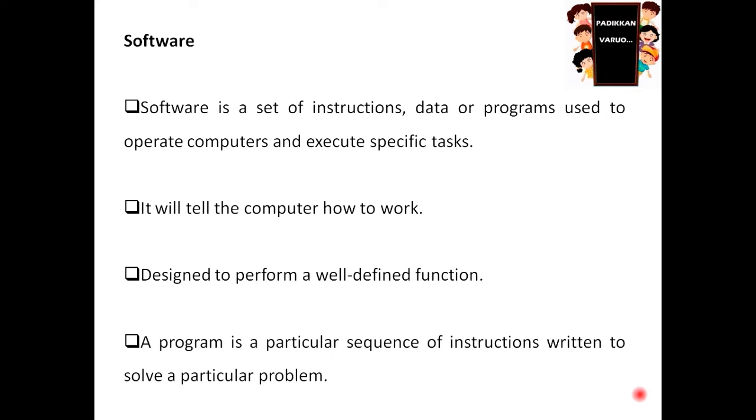A software is designed to perform a well-defined function. See, operating system is a system software which is related to various operations related to the system, like memory management, input-output management, scheduling, etc. So a software is specially designed to perform a well-defined function. A program is a particular sequence of instructions written to solve a particular problem. So a software can be treated as a meaningful and logically related collection of different programs that is able to handle a sequence of problems.